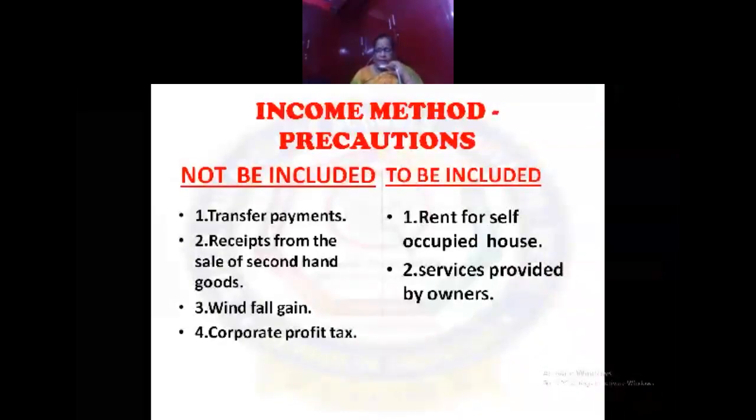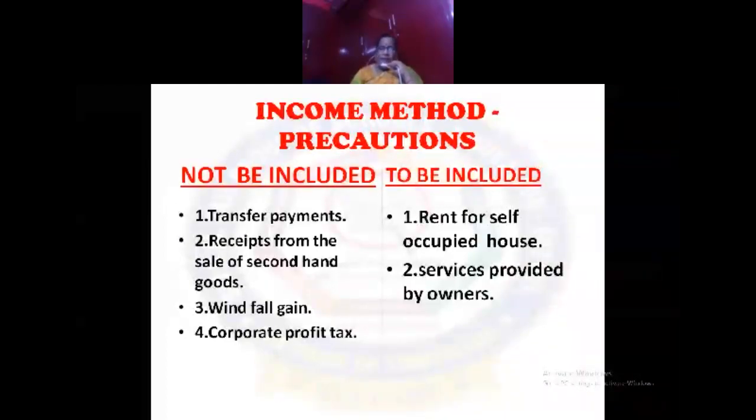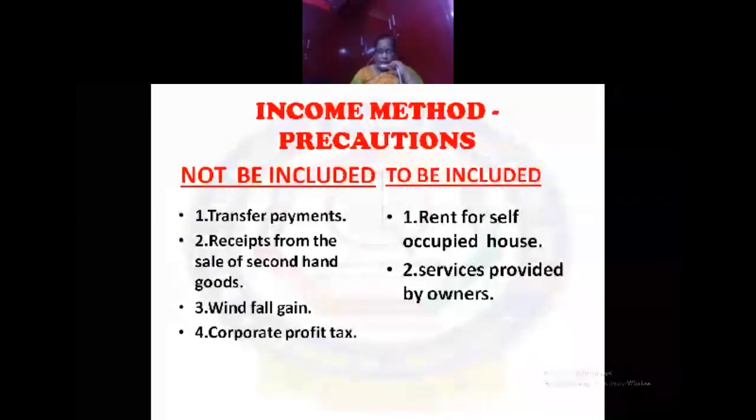Fourth one, corporate profit tax. Corporate profit tax also should not be included separately. Why? It has already been included as part of company profit. Corporate profit, I have already told you, which is collected. In 11th standard tax lesson, I have told you. This is already included, so again, it should not be included.